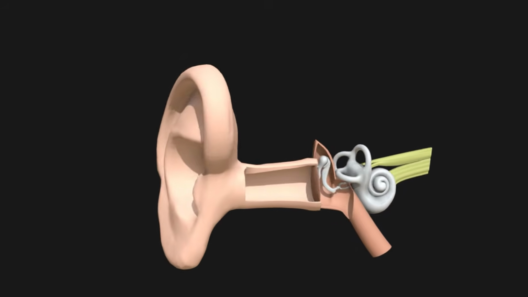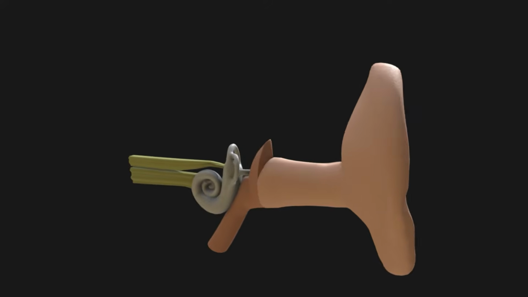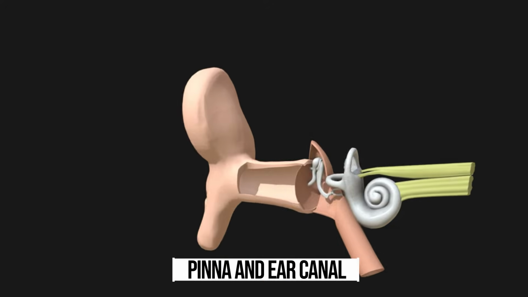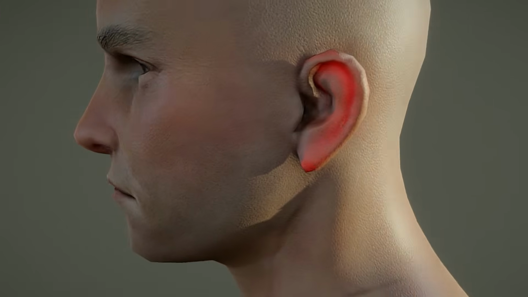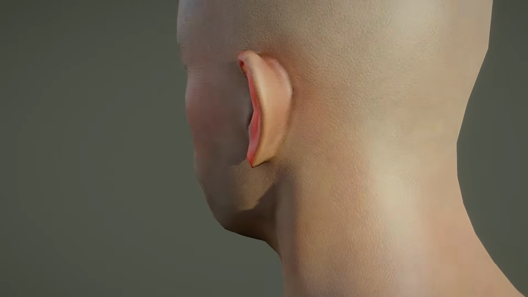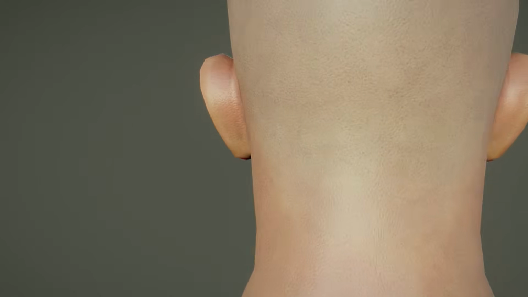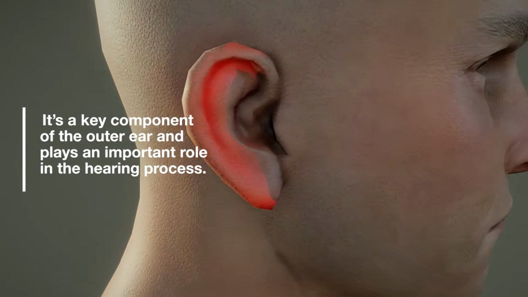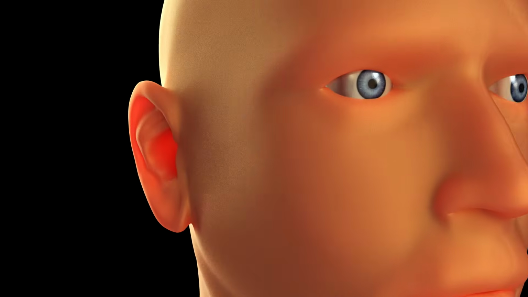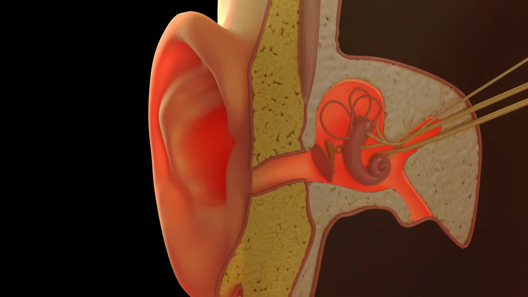Let's start with the outer ear. It has two main components which are pinna and ear canal. Pinna. The pinna, also known as the auricle, is the visible part of the ear that is located on the outside of the head. It's a key component of the outer ear and plays an important role in the hearing process. Here are some details about the pinna.